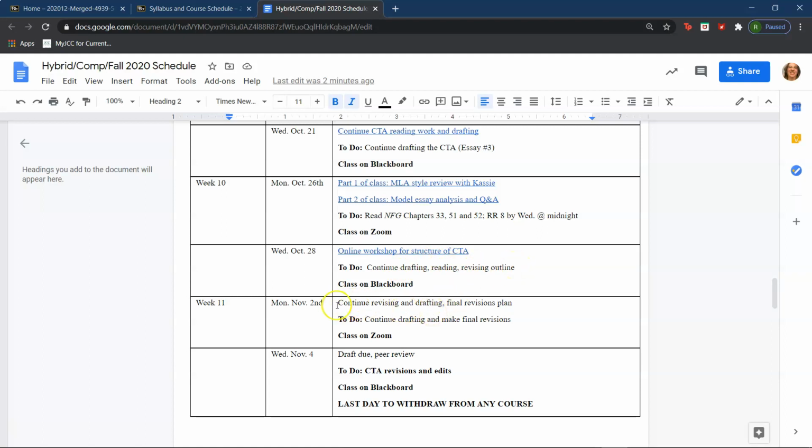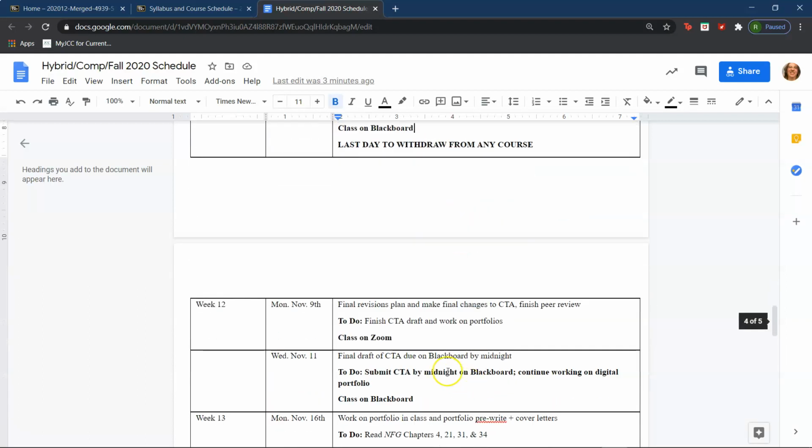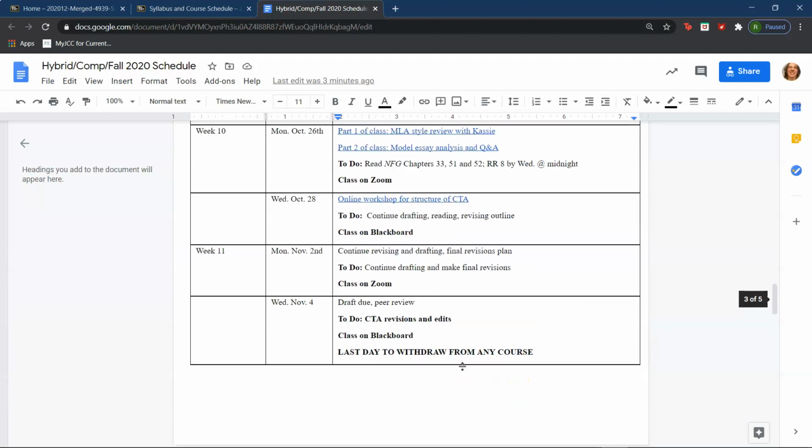Now, next Monday in class, what we will be working on is continue drafting and revising. And then next Wednesday, we're going to begin peer review. And then the Monday after that is when we will finish peer review in class. And the final draft of the CTA is due on Wednesday, November 11th on Blackboard by midnight.